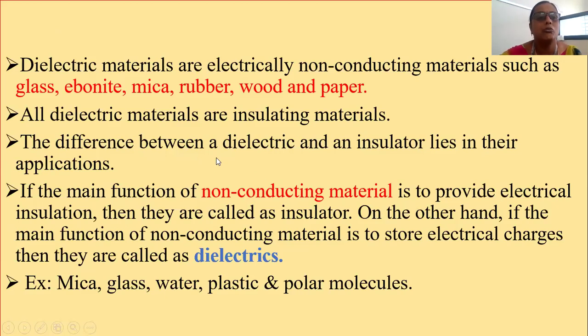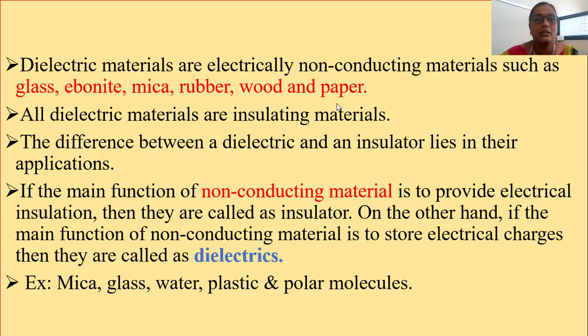So basically, what is a dielectric material? Dielectric materials are electrically non-conducting materials such as glass, ebonite, mica, rubber, wood, and paper. Dielectrics are insulators, as we know that. Then what is the difference between insulators and dielectrics? Why are they categorized as separate dielectric materials?